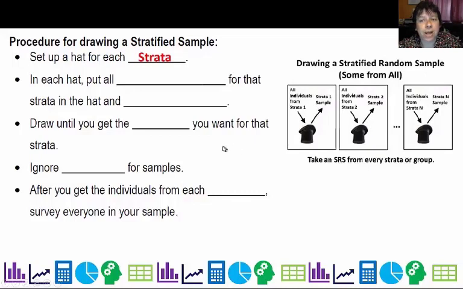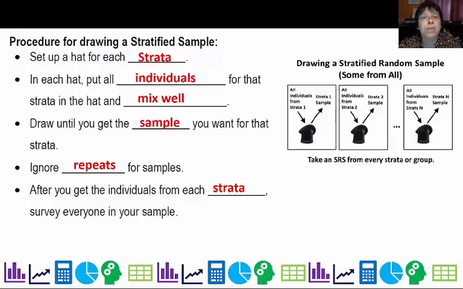So we set up a hat for each strata. In each hat, we're going to put not the strata, but the individuals. So we could do the freshman hat and the sophomore hat. The freshmen go in the freshman hat, sophomores go in the sophomore hat. And after we do that, mix it well. Draw until you get the sample you want for that strata. Ignore repeats as always. And after you get the individuals from each strata, go ahead and survey everyone that you pulled from the different hats.